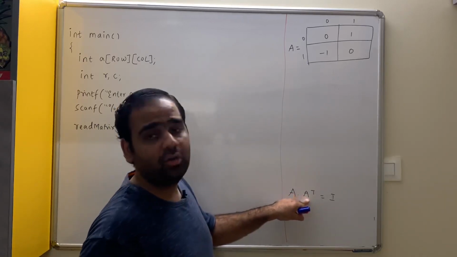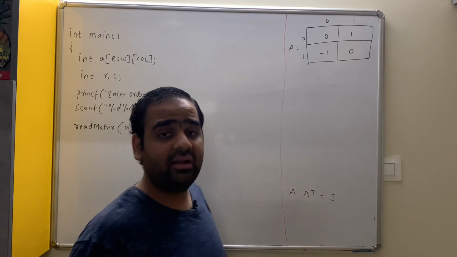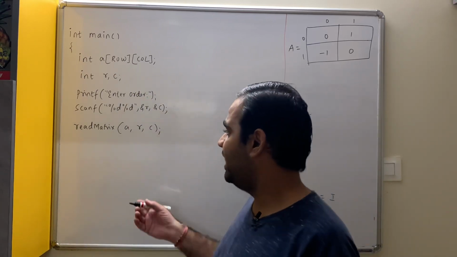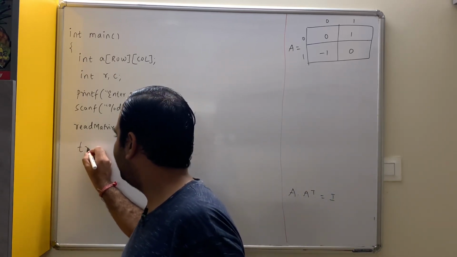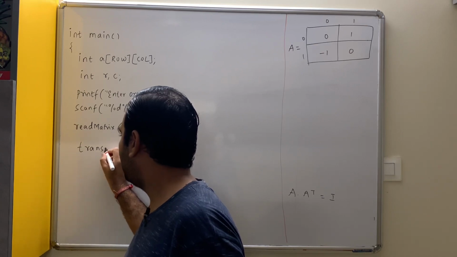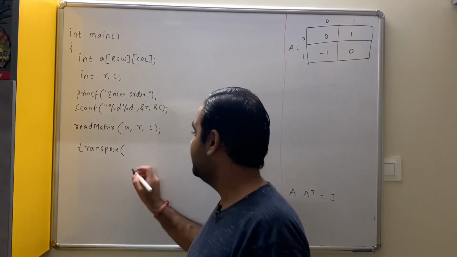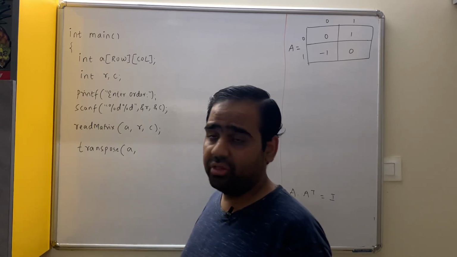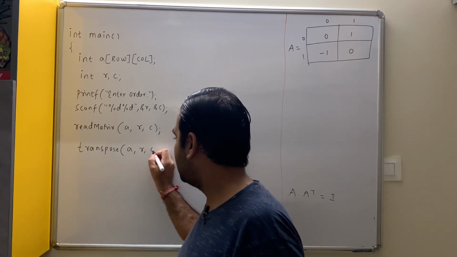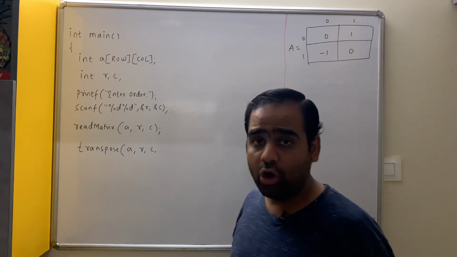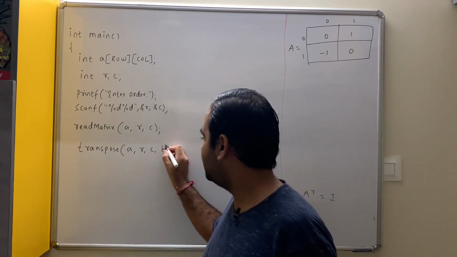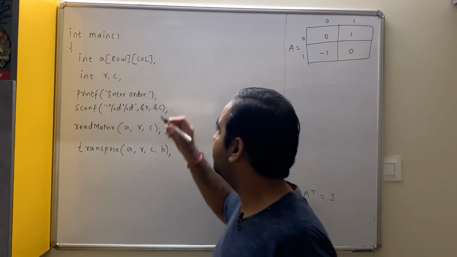Now what do I need to find? I need to find A transpose. And how do I find A transpose? Let us write one function called transpose, which I have already written, and the link I will share in the description section. Of which matrix? Of matrix A, of what order? R cross C, and let me store the transpose of the matrix in another matrix called B.